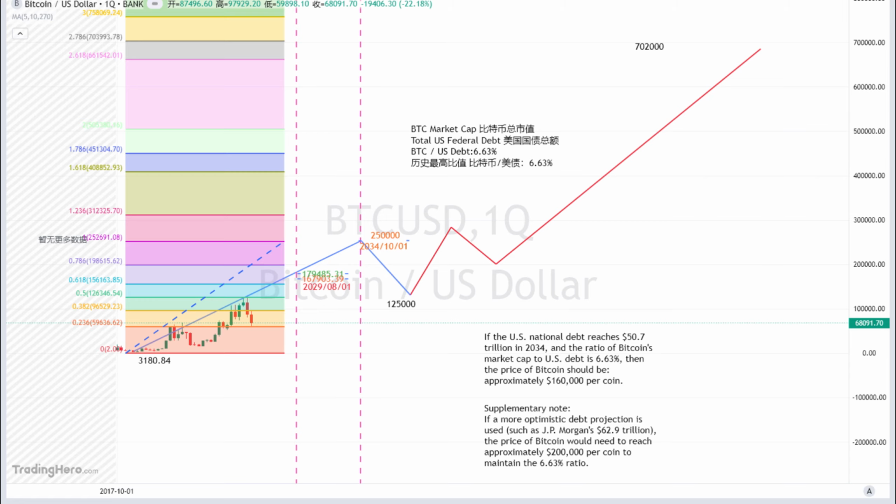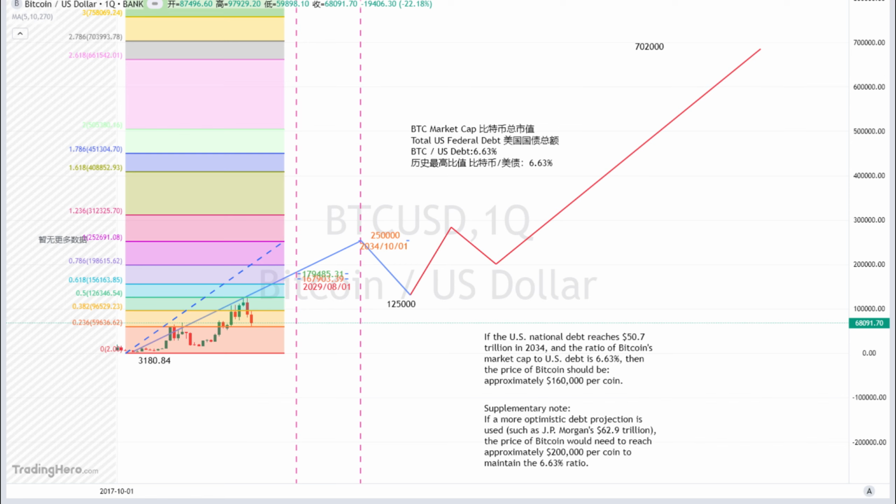According to a more pessimistic forecast from JP Morgan, if the US does not reduce the annual growth rate of its debt, it could reach $62.9 trillion by 2034, which would bring Bitcoin's price to $200,000 per coin. I tend to favor the $250,000 per coin price. Bitcoin is a risk-on asset, and each adjustment tends to be quite large.